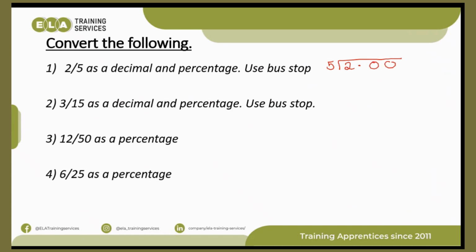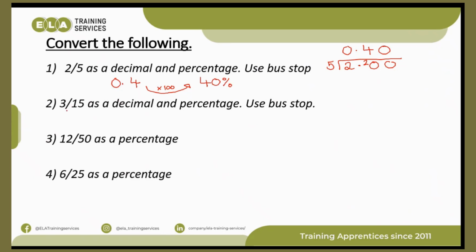So how many 5s into 2 is 0? We carry the 2 over. How many 5s into 20 is 4? How many 5s into 0? 0. So our decimal is 0.40 or 0.4. And as a percentage, we times it by 100, which then gives us 40%.